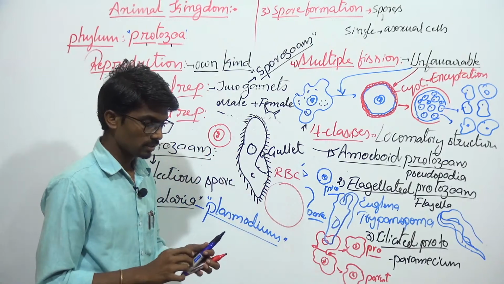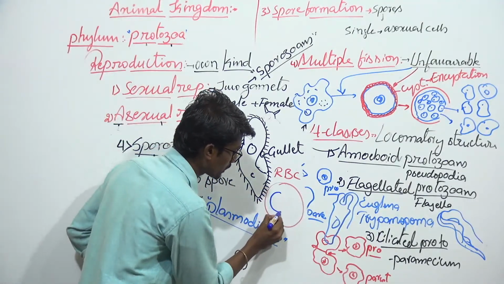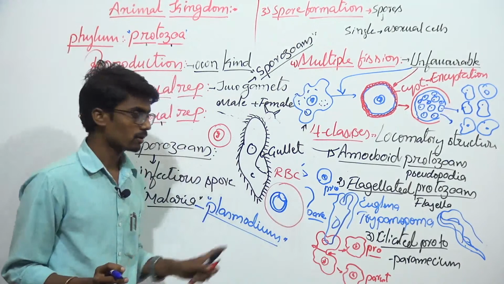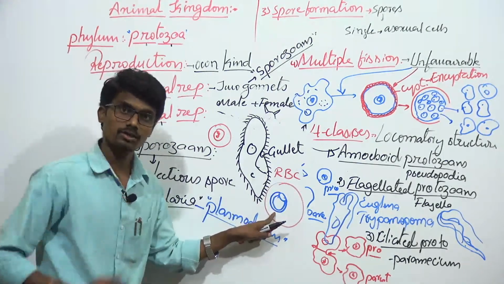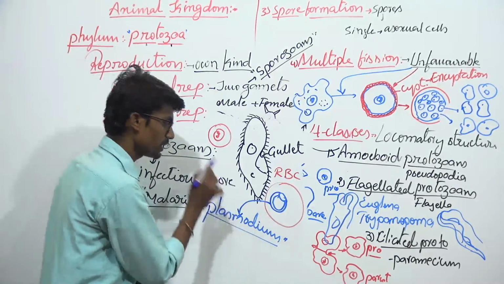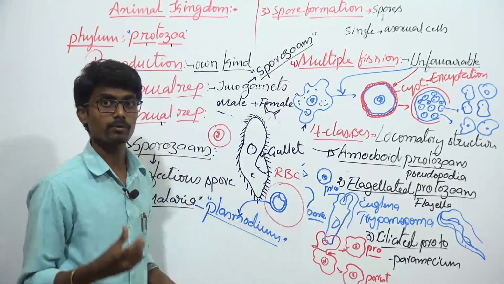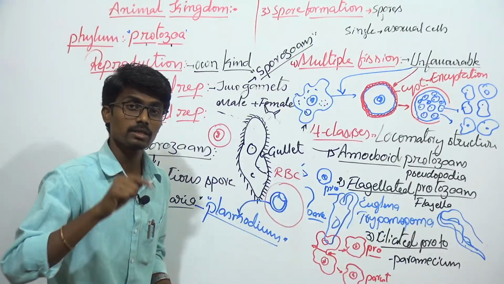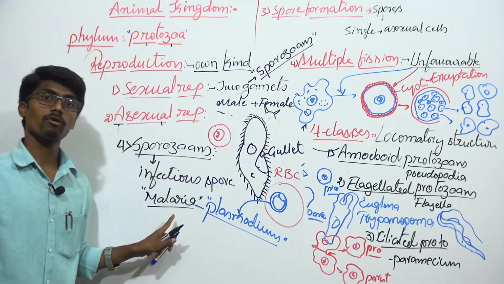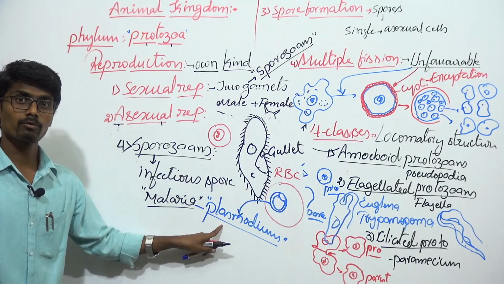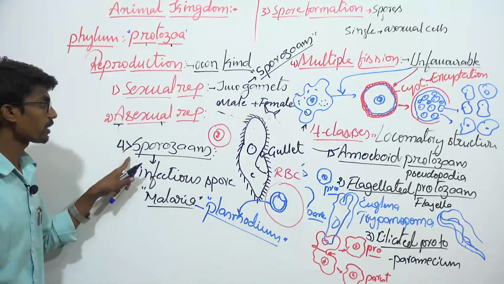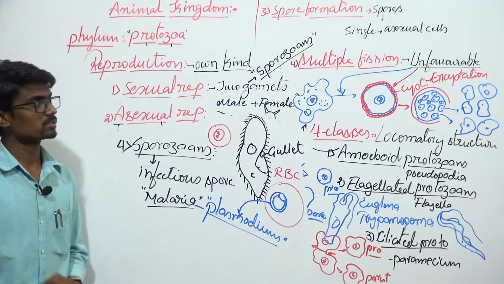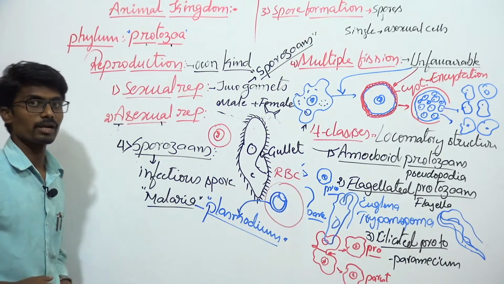Within this RBC, we will notice a small ring-like structure. If you observe, within the RBC there is a small ring-like structure, that is Plasmodium. When you examine our blood under the microscope, if you notice such a ring-like structure in the RBC, that is the Plasmodium, which is responsible for malaria. Plasmodium vivax and different species belong to the sporozoans. These are all types of protozoans which come under the animal kingdom.